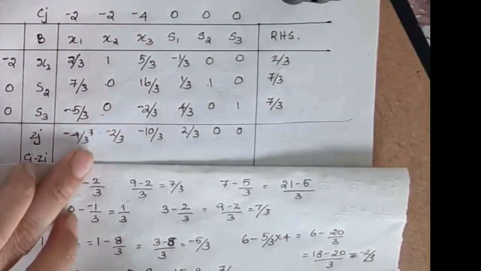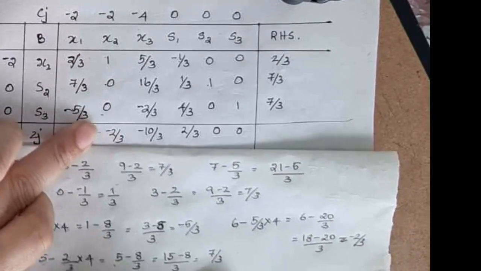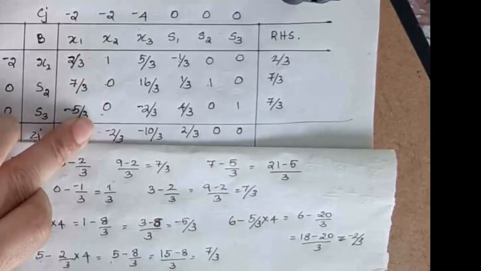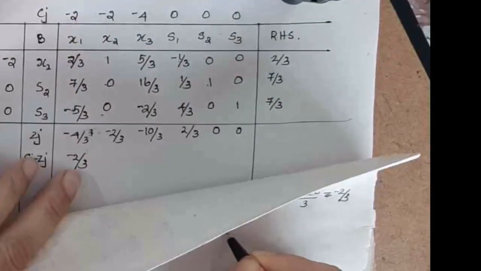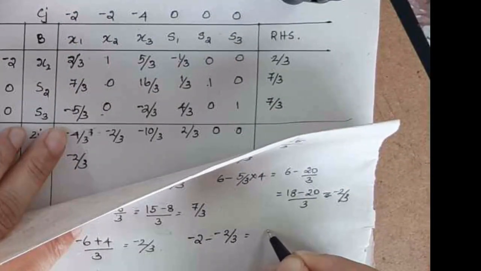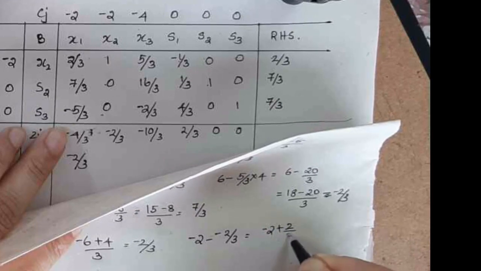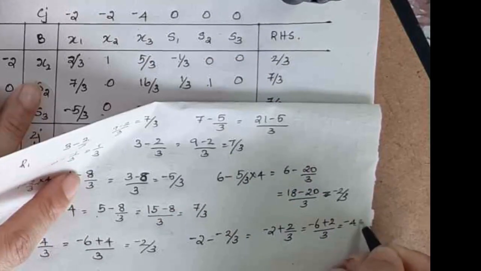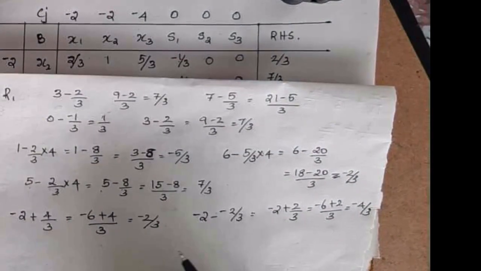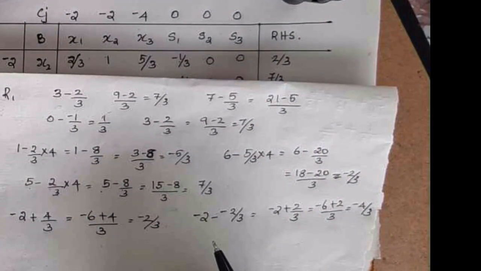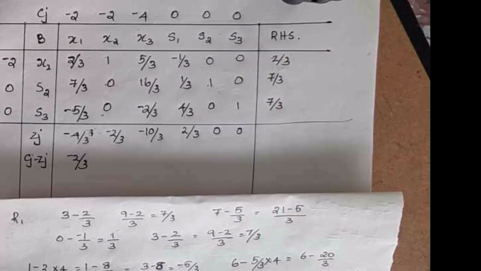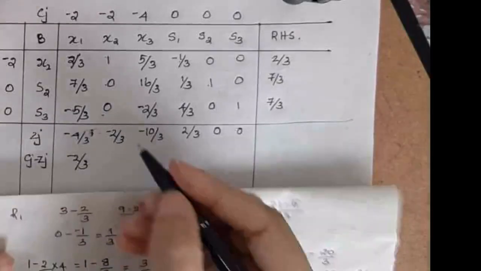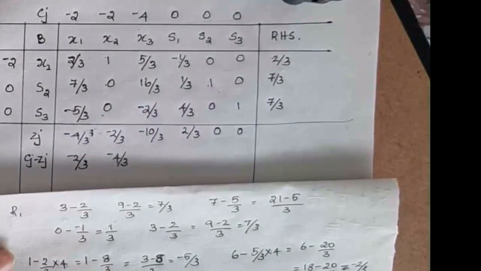Next we have minus 2 minus of minus 2 by 3. So this is minus 2 minus of minus 2 by 3, which is equal to minus 2 plus 2 by 3, which is minus 6 plus 2 by 3, which is minus 4 by 3. This is minus 4 by 3. Just check whether I'm doing it right.